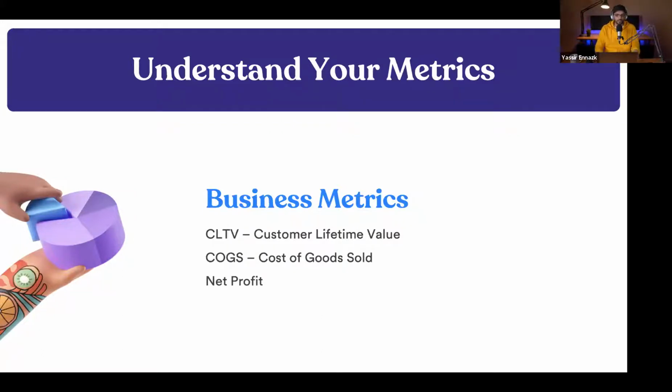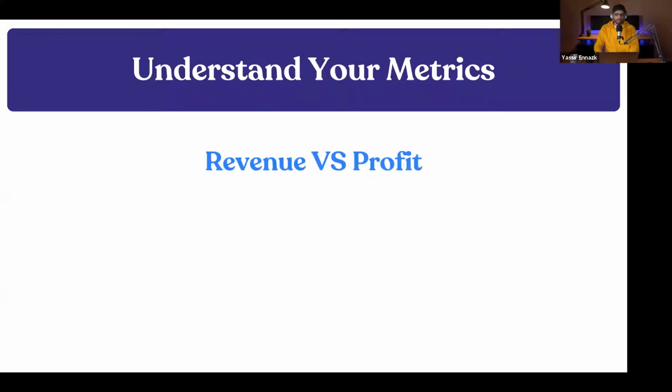And then there is the net profit, all right? So the net profit is, you take the total of the lifetime value of your customers, and then you remove the cost of goods sold, and then you remove the amount you spent on ads to acquire those customers, and you are left with the net profit. All right. So let's move on, and let's talk a little bit about revenue versus profit.